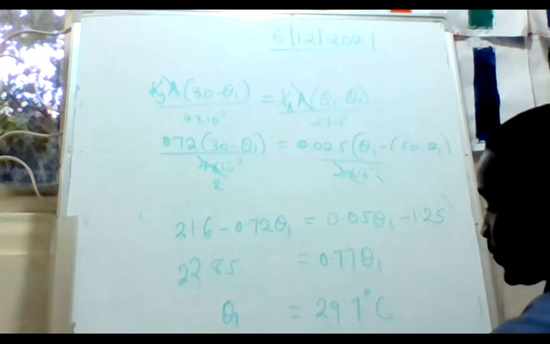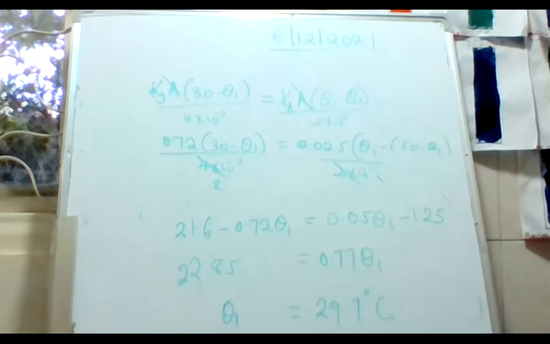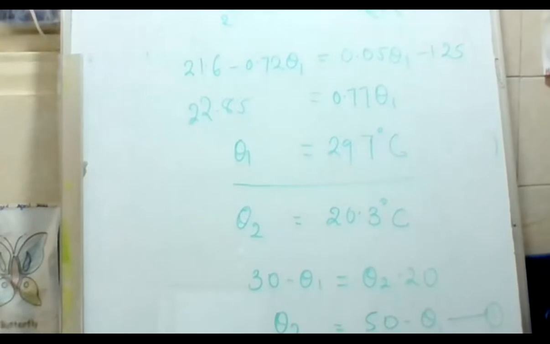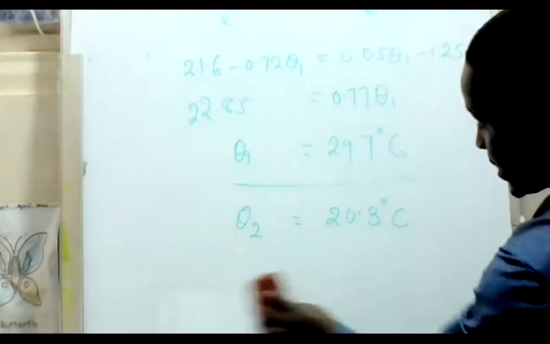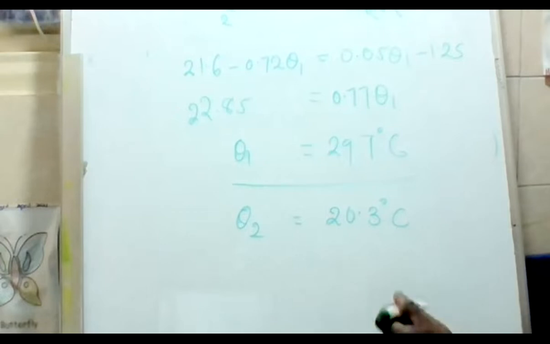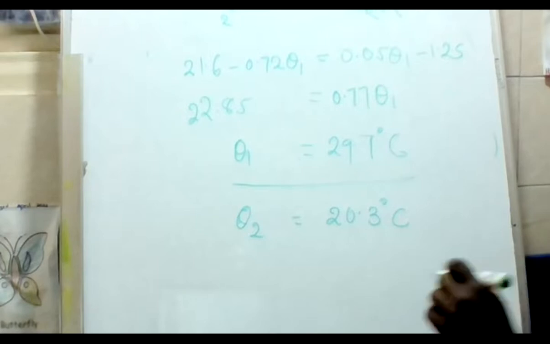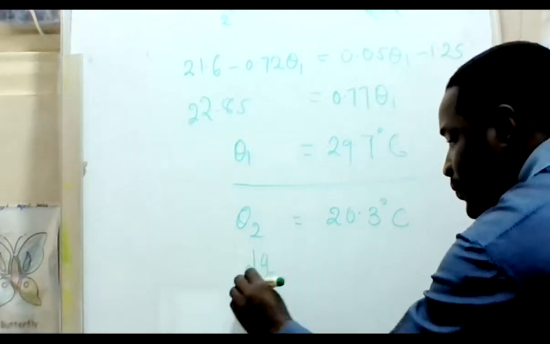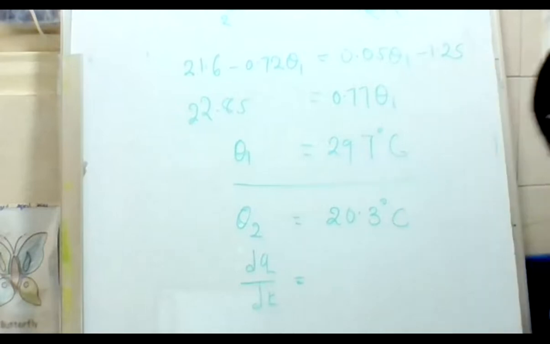So theta 2 is going to be equal to 50 minus that value there, which is around 20.3 degrees Celsius. Now we have the two thetas, but we want the rate of heat flow, the Q, which is what we want in this case.